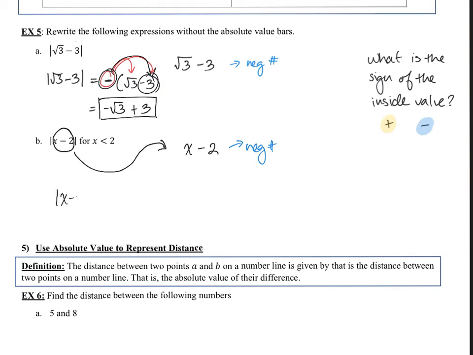So x minus 2, without the absolute value signs, is going to be the opposite of x minus 2. We can do that distribution again to get rid of the parentheses, and we'll get negative x plus 2. And we're done.